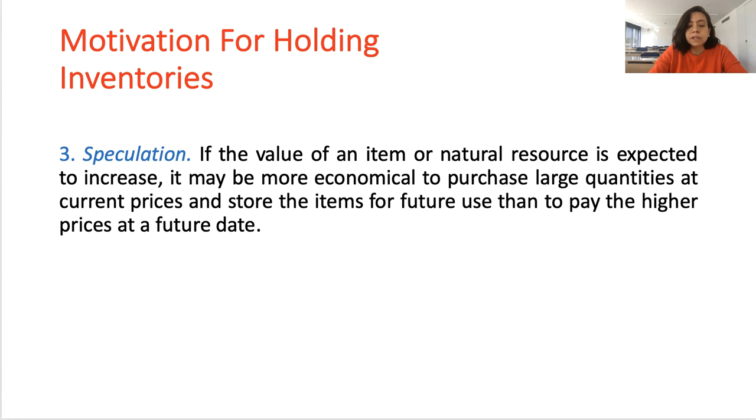For example, silver is required for the production of photographic film. By correctly anticipating a major price increase in silver, a major producer of photographic films such as Kodak could purchase and store large quantities of silver in advance of the increase and realize substantial savings.